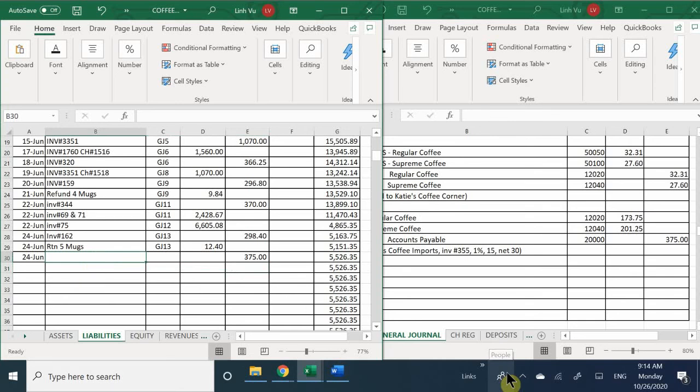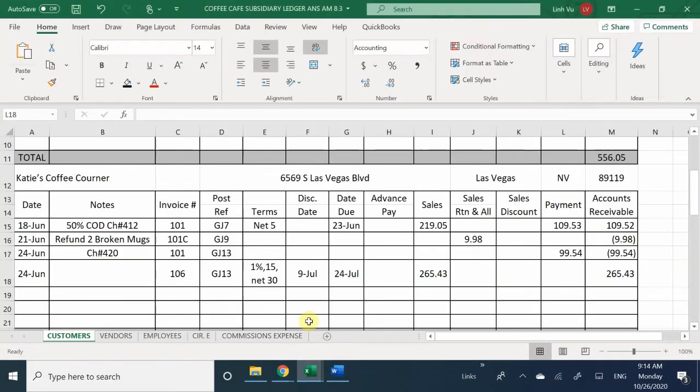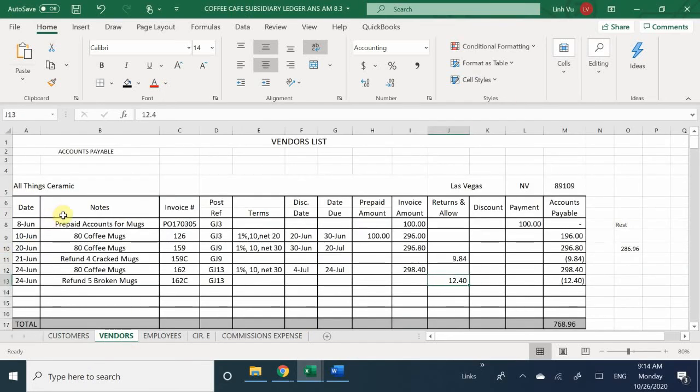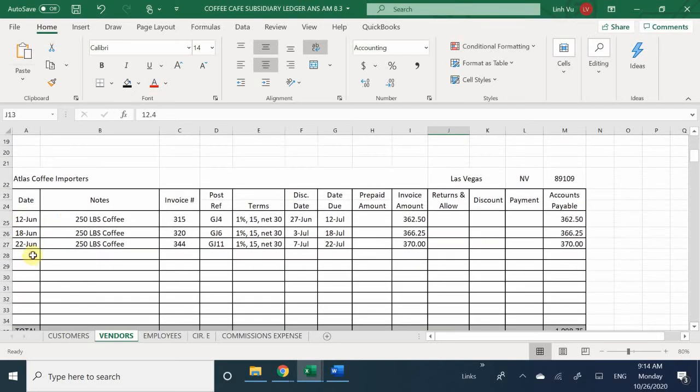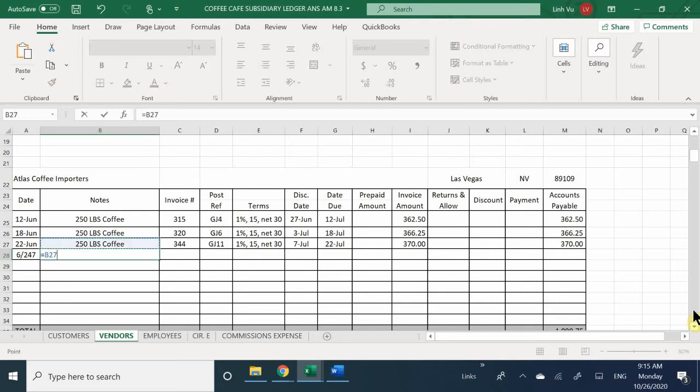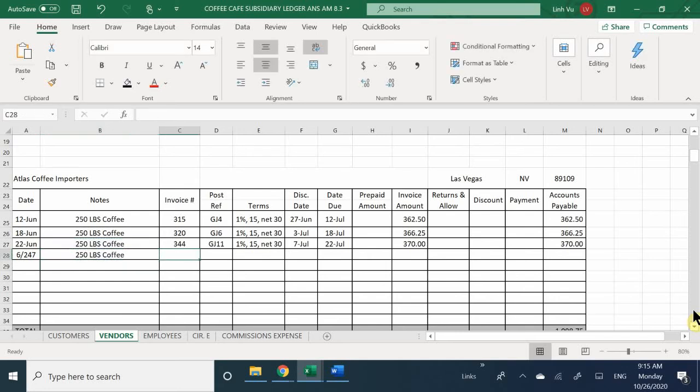Let's finish this line real quick. What's my description or my note? It's invoice number 355, and general journal 13. And then you said subsidiary ledger? Yes, to Atlas Coffee. What's my note? 250 lbs coffee, invoice 355, GJ 13.